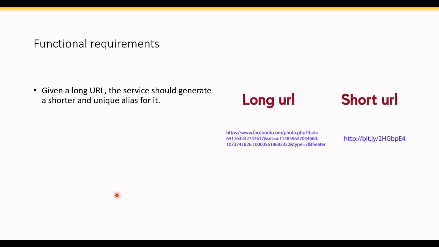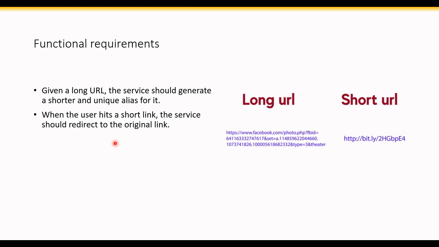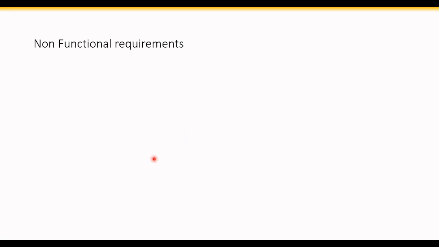So what are the functional requirements that we need to consider while designing the high level system design for a tiny URL? First, we'll be given a long URL, and the application service should generate a shorter and unique alias for it. Whenever the user hits the short link, the service should redirect back to the original link. That is the bigger one. The other thing we need to consider is the expiry time, and we can't store the short URL forever, so we need to have the expiration time as well.